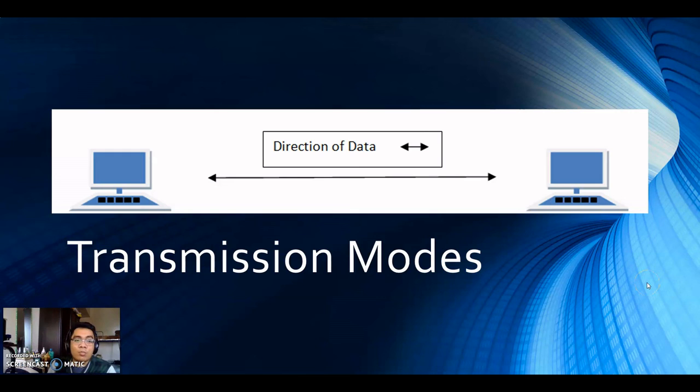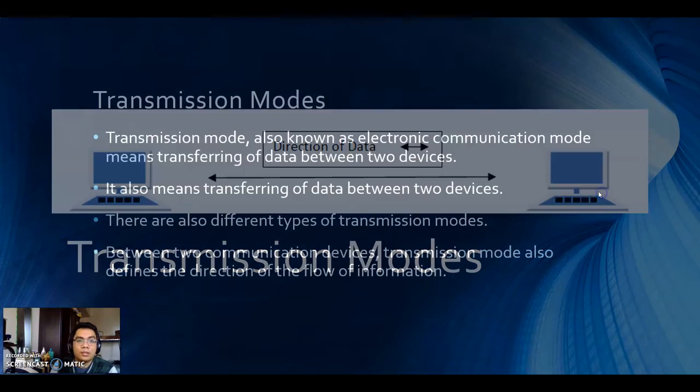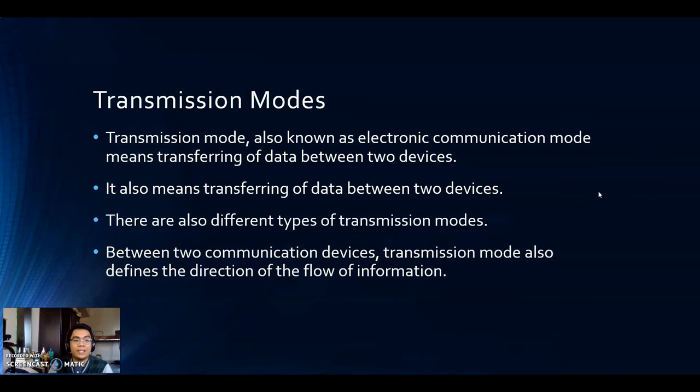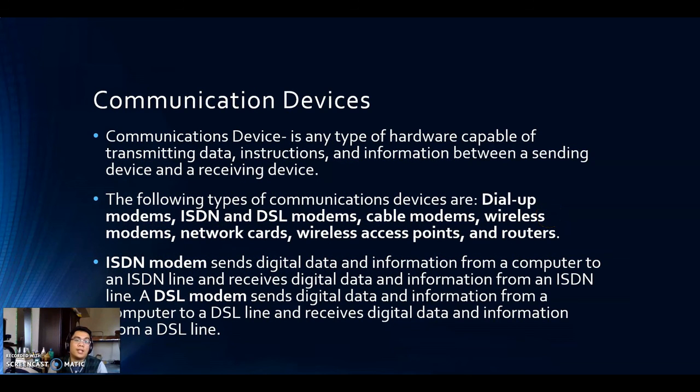Now let's move on to transmission modes. What is a transmission mode? Transmission mode is also known as electronic communication mode. It is a means of transferring data between two devices, and between those two communication devices, the transmission mode also defines the direction of the flow of information. For that to happen, we need communication devices.